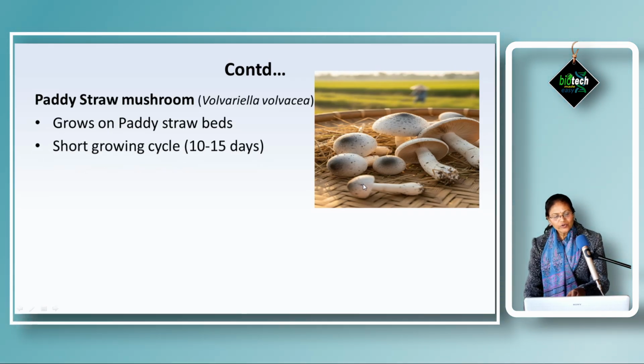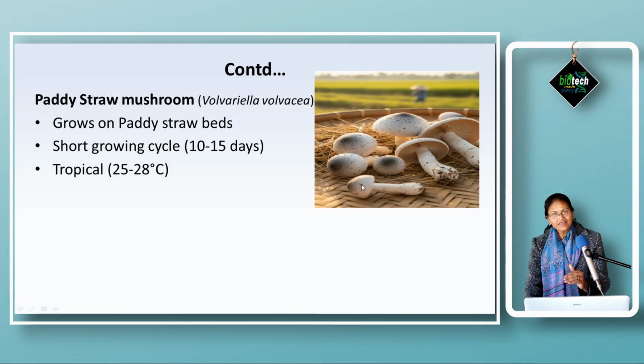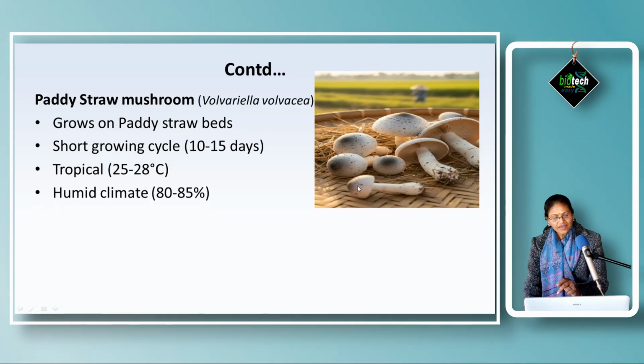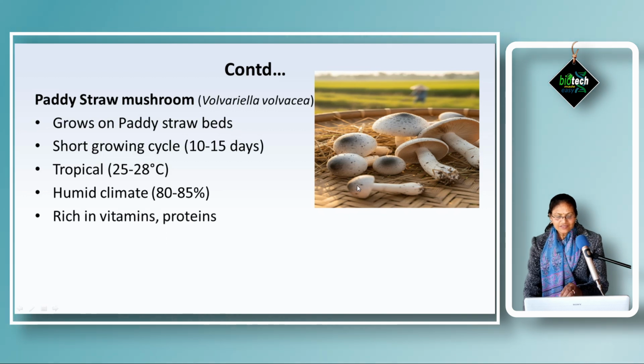It has a very short growing cycle, just 10 to 15 days. Imagine, in 10 to 15 days you can get one crop ready for harvesting. And it is tropical. A little higher temperature is needed for its growth, 25 to 28 degrees centigrade. So that's how it is different from the other two which we discussed. And this needs humid climate like other mushrooms also. 80 to 85% moisture should be there, and this is rich in vitamins and proteins.